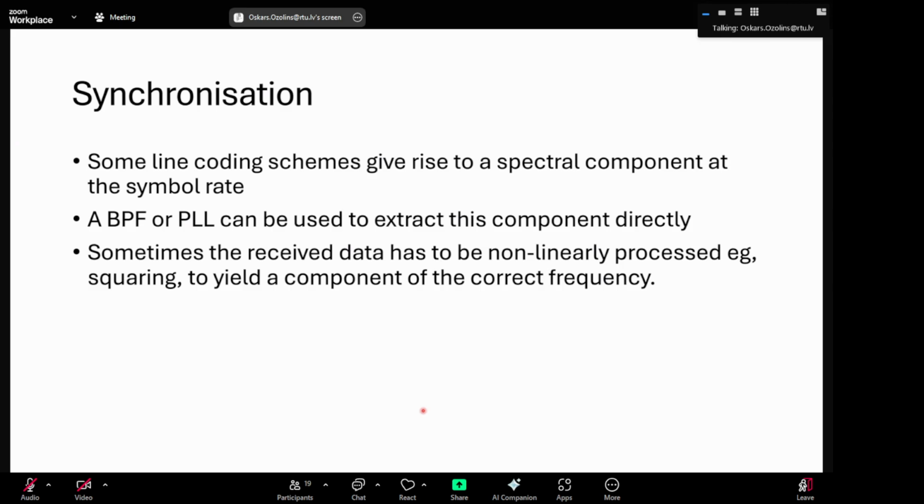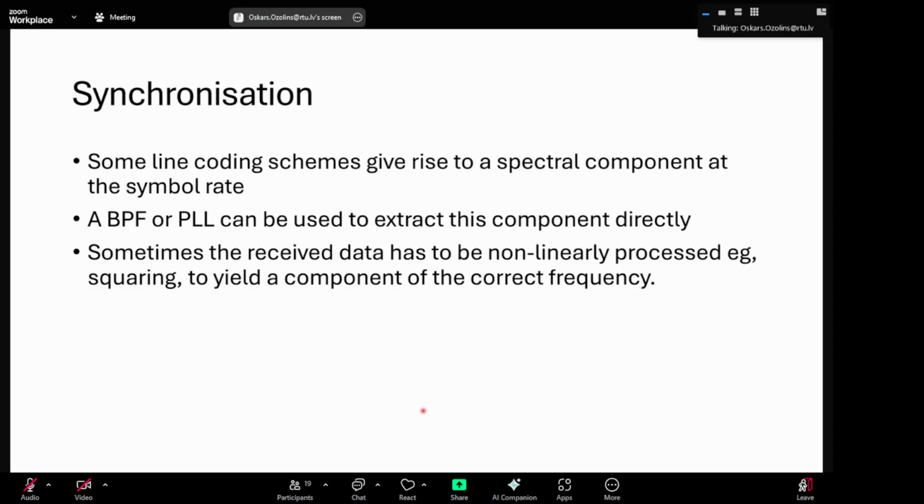So what happens when you have this coding? Then you need to increase the symbol rate. These coding schemes help to avoid errors, so you can correct for errors when you use them. And also, if you apply a specific filter here, then you can extract other spectral components which can help to get this clock signal generated.